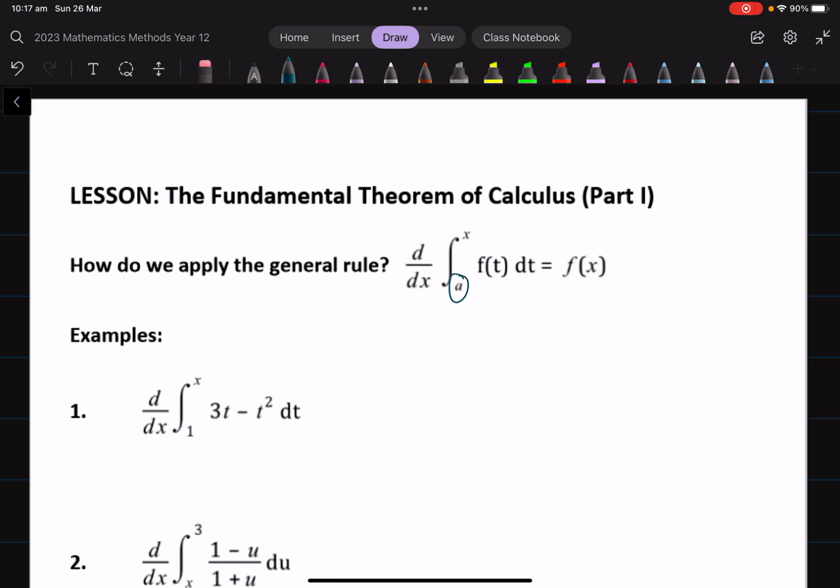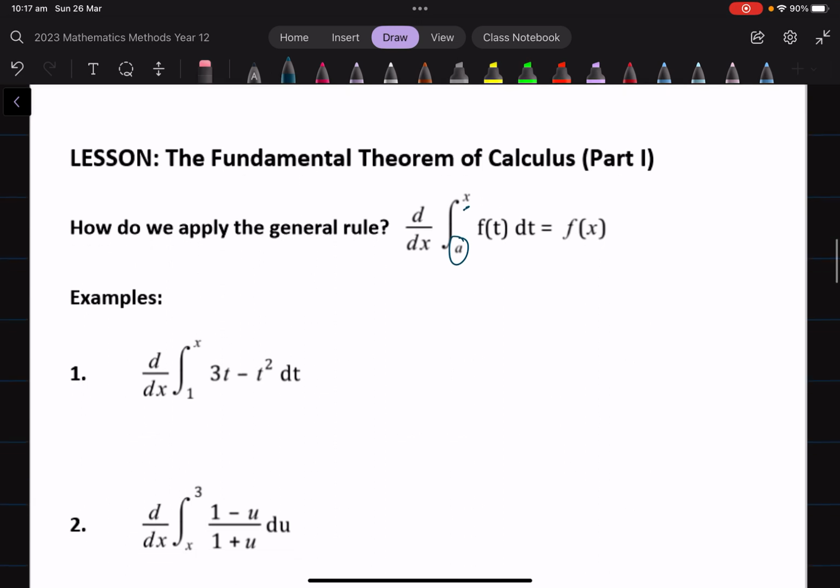Remember, a can be any number, whatever you want, but what we would like is the constant term to be at the bottom, the lower limit. We don't want it at the top. If it's at the top, we're going to have to switch it around. We'll see that in example number 2.